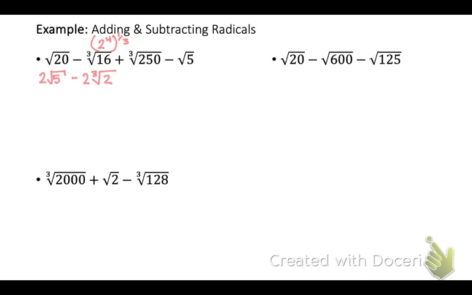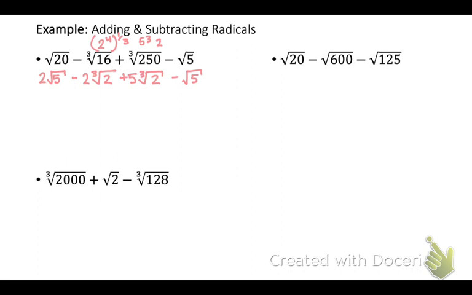Okay, 250. Well, that's 25 and 10, right? So that's 5 cubed and 2. Because 25 has 2 5s and 10 has a 5. So it's 5. I said 5 cubed, but I wrote squared. Okay, so 5 cubed times 2. So I can bring out a 5. And then I have the cube root of 2. Minus, can I do anything with the square root of 5? No. So you just have to go through and simplify.